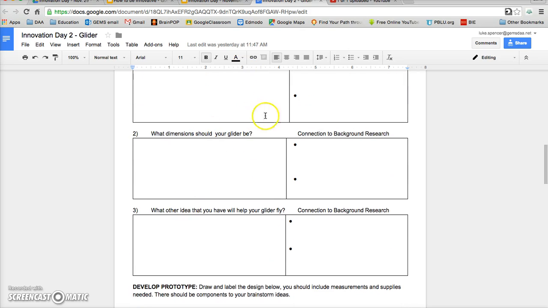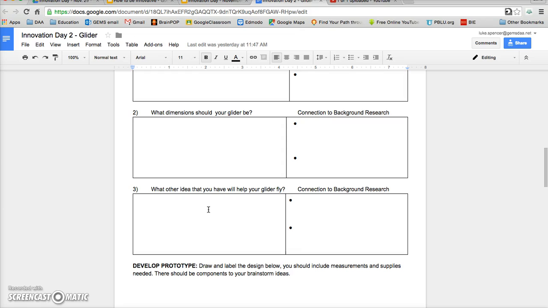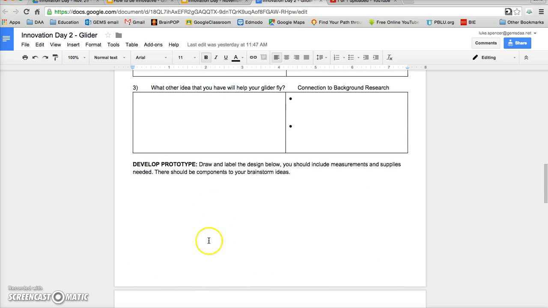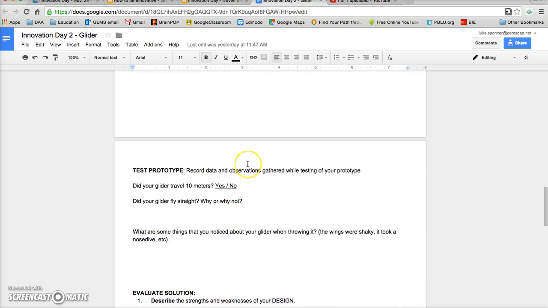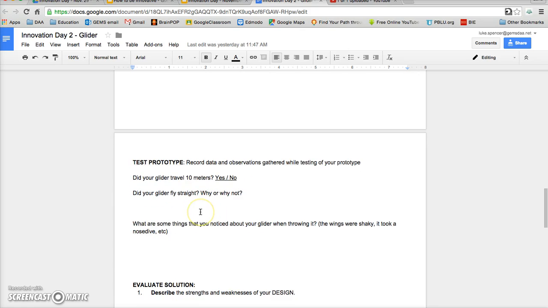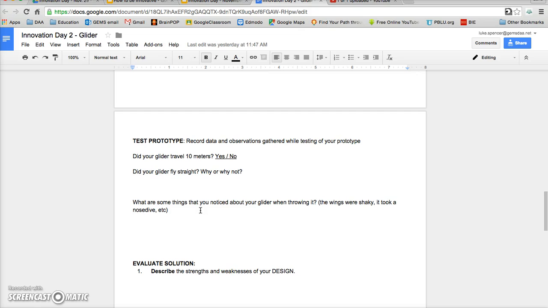So once you've brainstormed with your partner, and once again, you're going to have to cooperate on this, and you're going to have to compromise at some points, you need to actually draw and label what your design is going to be, and then you will build your design. Once it's built, you can tweak it, you can test a little bit, but then you're going to actually take it out and you will test.